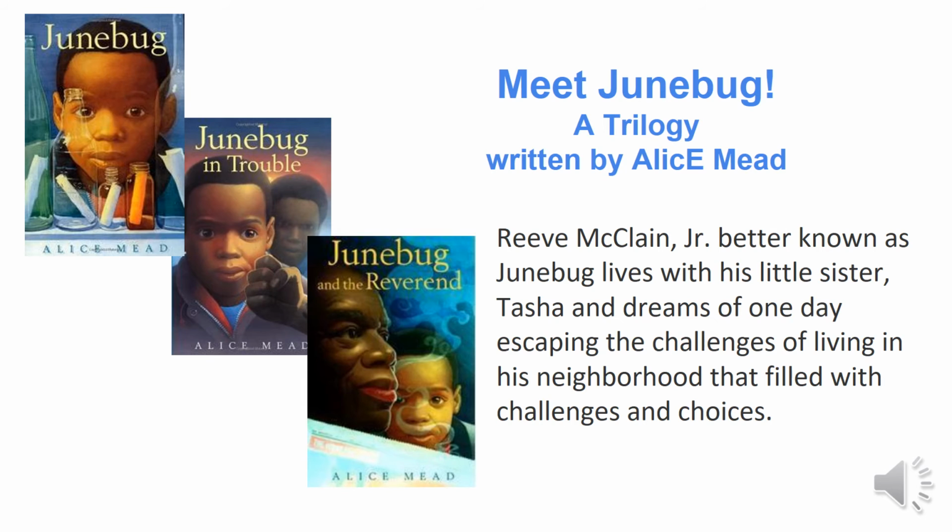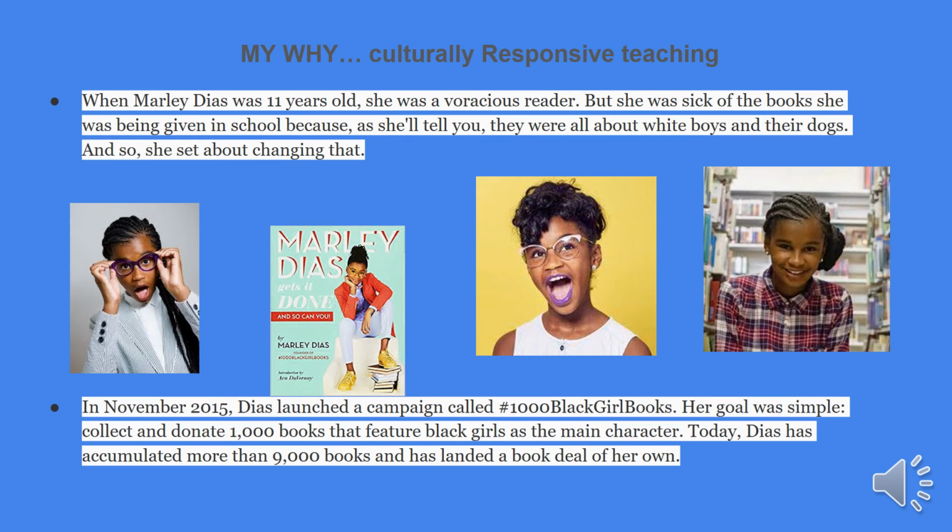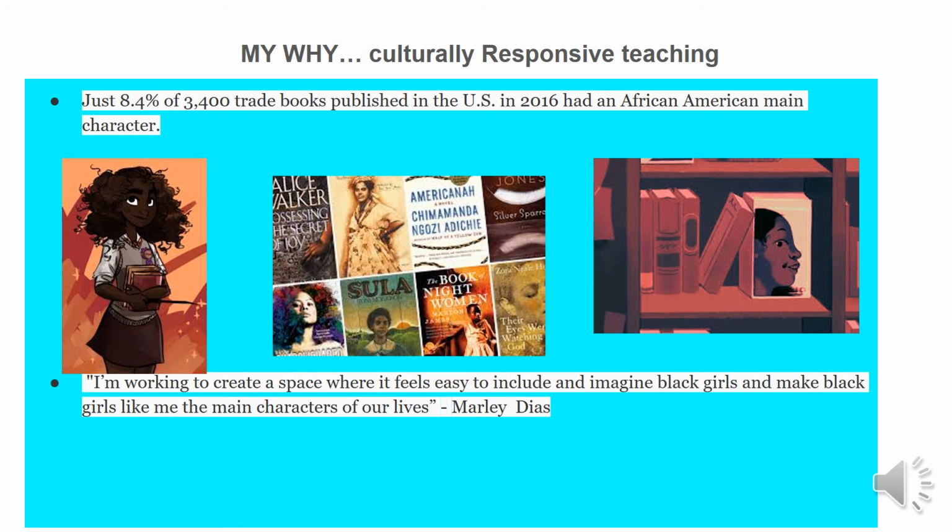We move into Meet Junebug, a trilogy written by Alice Mead. For the older group, our older children, our young adult, we explore ideas with Marley Dias Gets It Done. What does that mean? Taking action. We look at how many African American books, or multicultural books, are even written. How many resources do we have out there? And we talk about this from a critical stance. It's important.